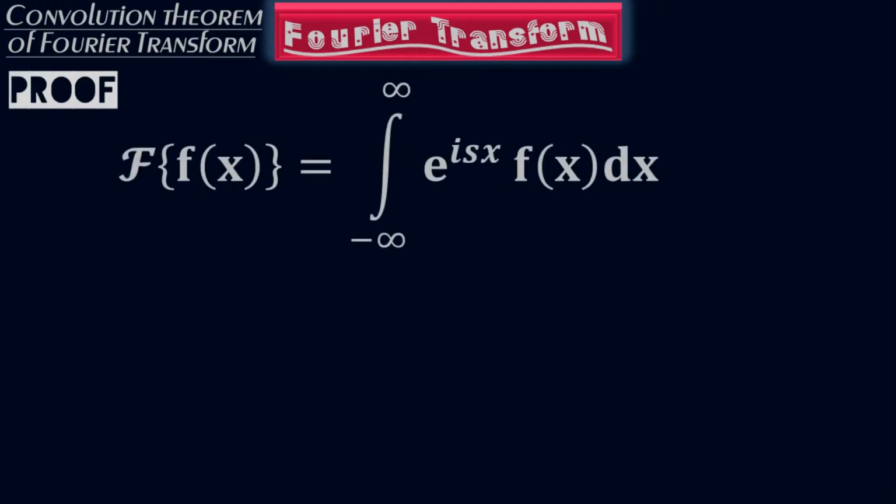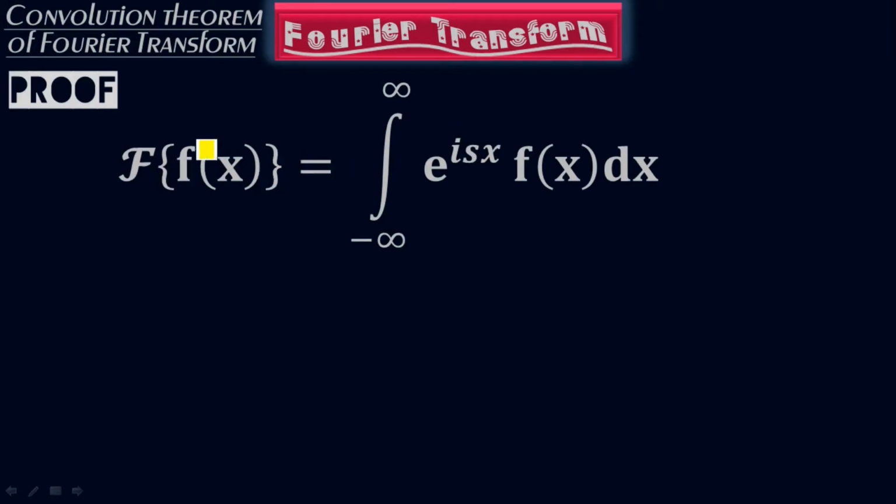Let me start the proof. For the proof, first we need to give the basic equation of Fourier transform. So the basic equation of Fourier transform is Fourier of f of x equals the integral of e to the iota sx times f of x dx. Remember, this is the basic equation for the Fourier transform.